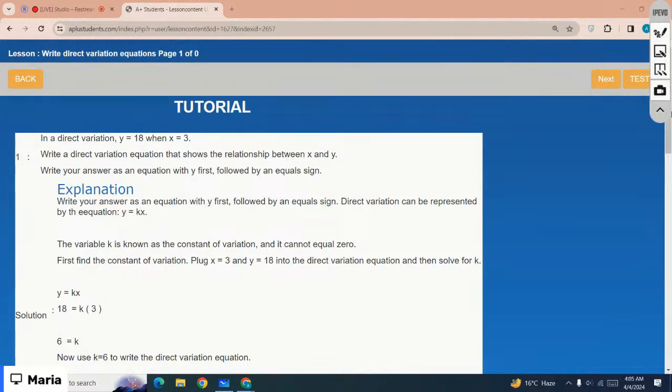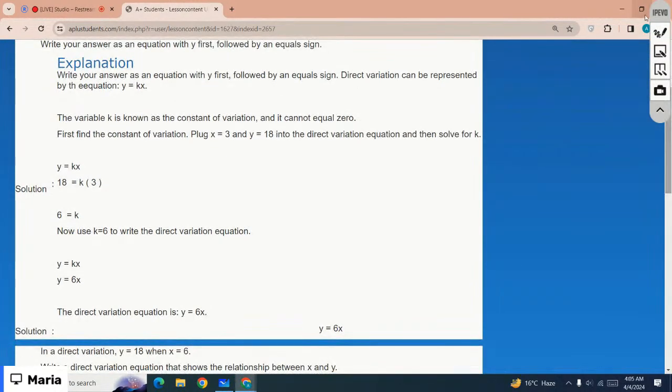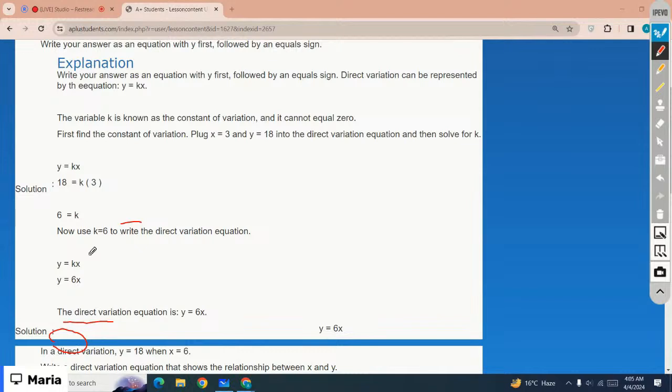Now use k equals 6 in the equation y equals kx, and k is 6, so y equals 6x. That means the direct variation equation is y equals 6x. Got it? Direct variation means if one of the variables, like x, is increasing, the y is also increasing. That is the direct relationship. And we can represent the direct relationship by the equation y equals kx, right?